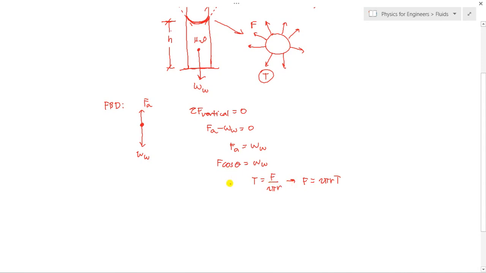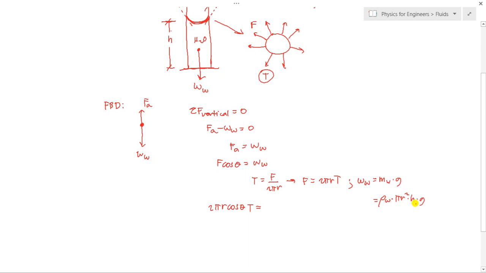Ato na substitute ari, so therefore we have now 2 pi r cosine theta T is equals to, how about the weight of the water? The weight of the water is just equal to the mass of the water times the gravity, and the mass of the water is just equal to the density of the water times the volume of the water. Ang volume sa water is just the cross-sectional area of this capillary tube multiplied by the height of the water. So that is pi r squared times h times g.